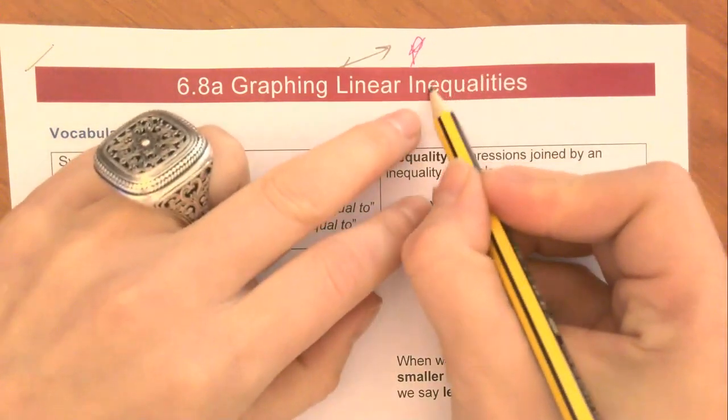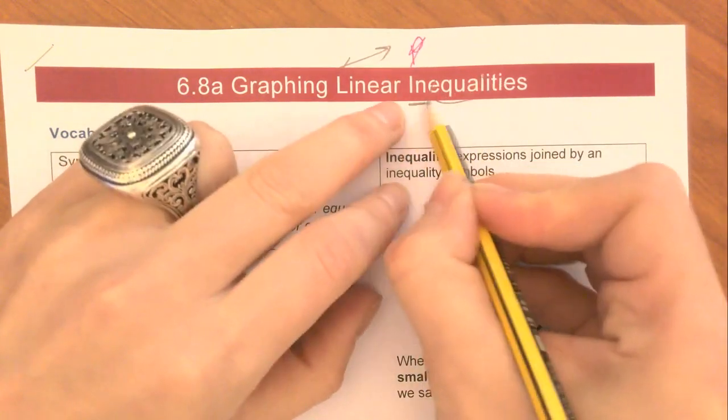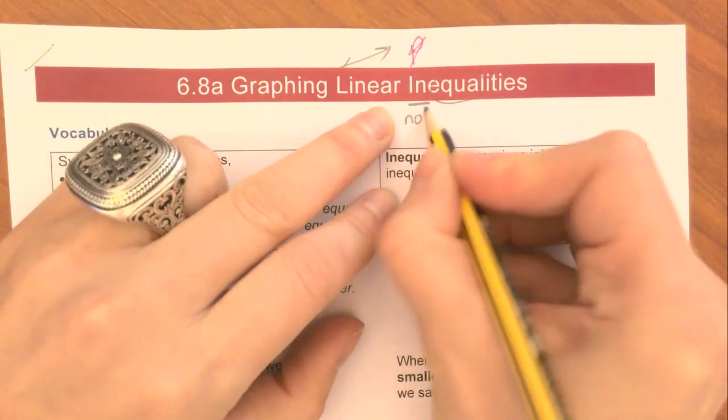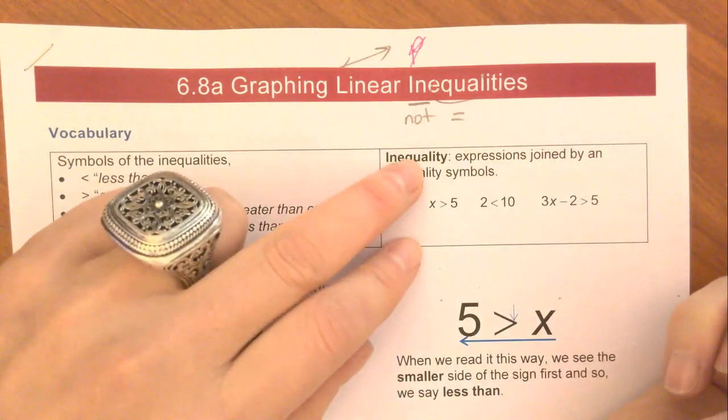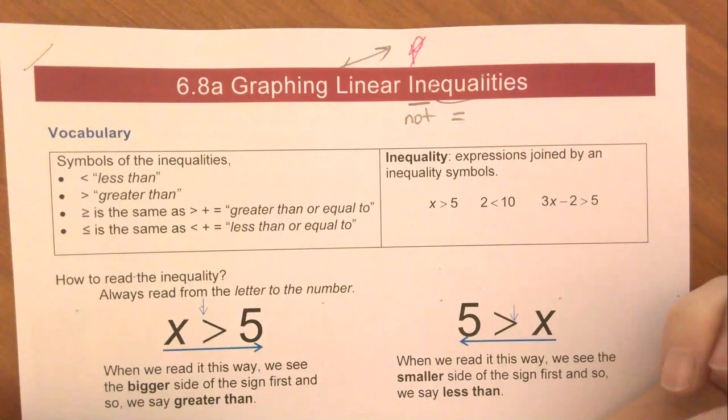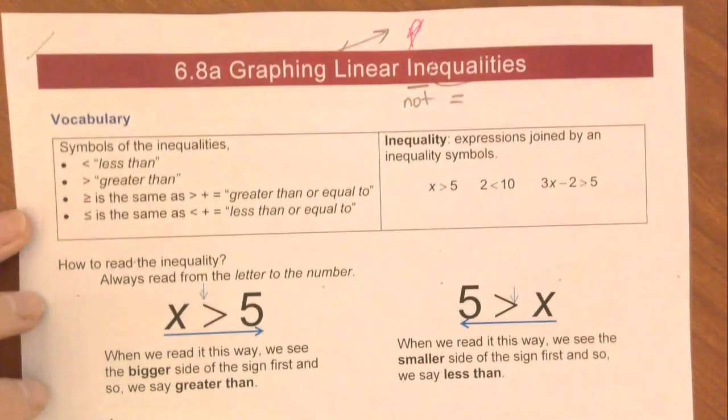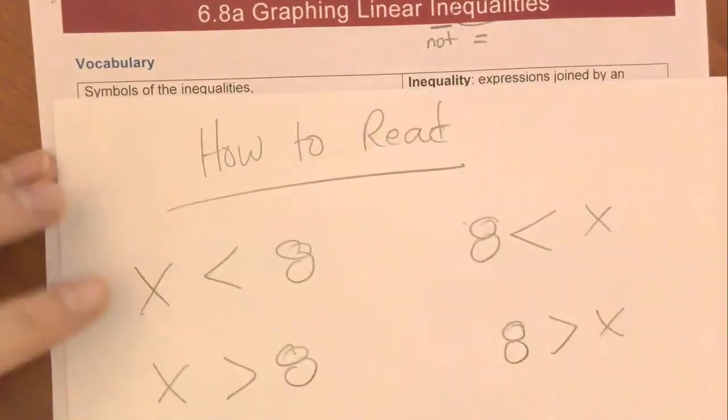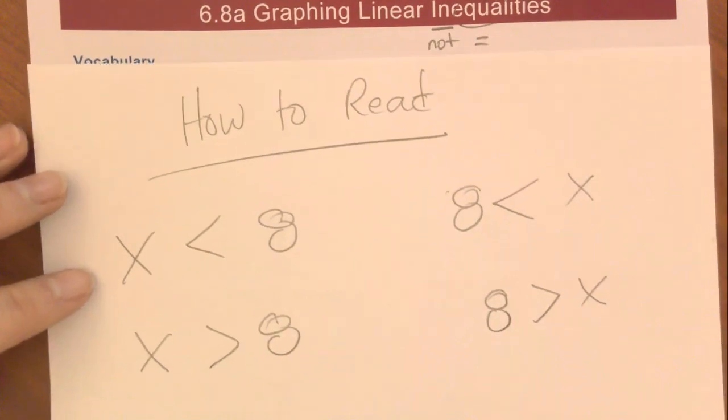We have the word equal, and the prefix in means not, so it means not equal. Okay, so we're graphing things that are not equal. The first thing I'm going to start with is how to read the inequalities.